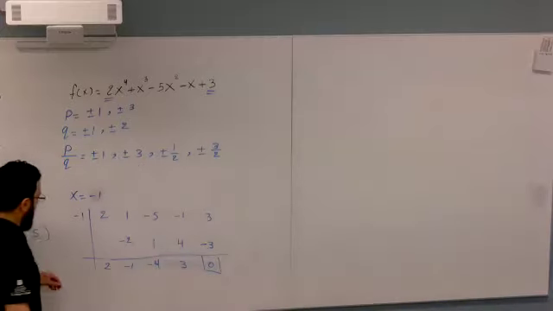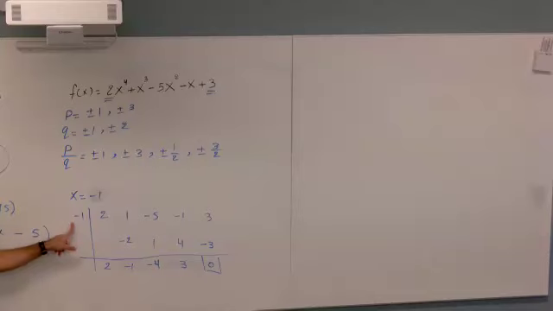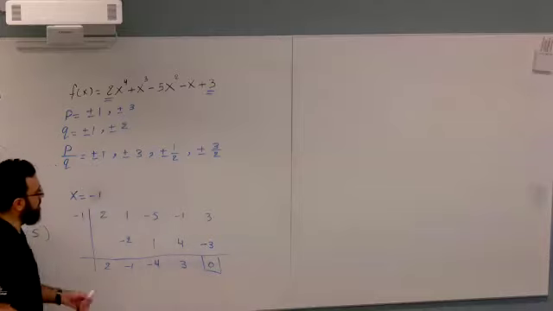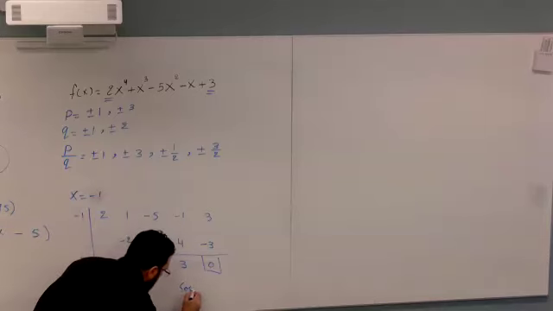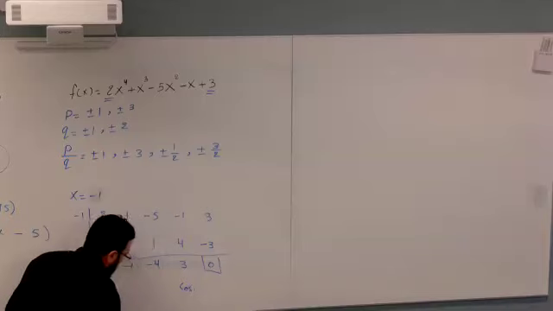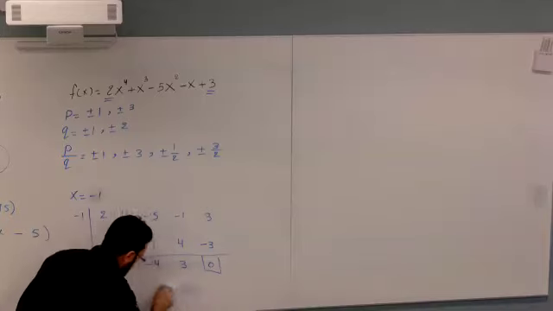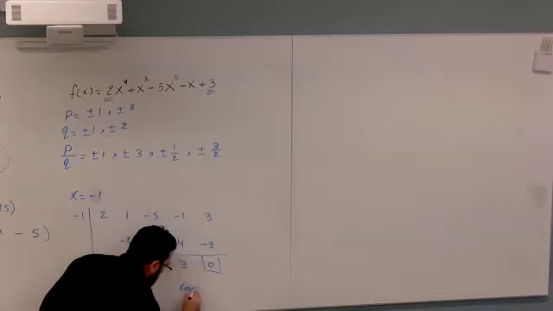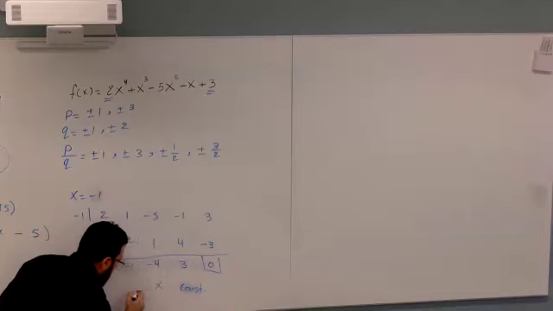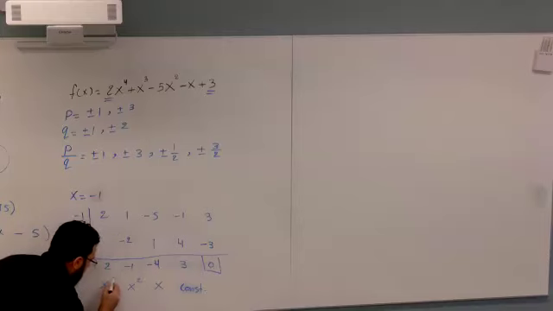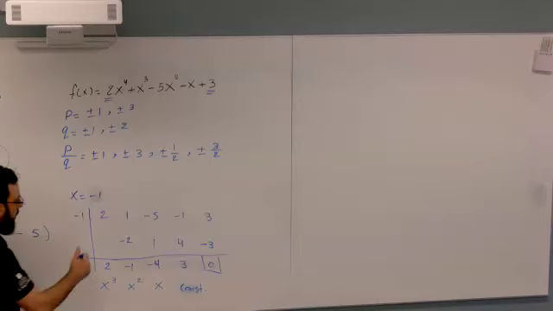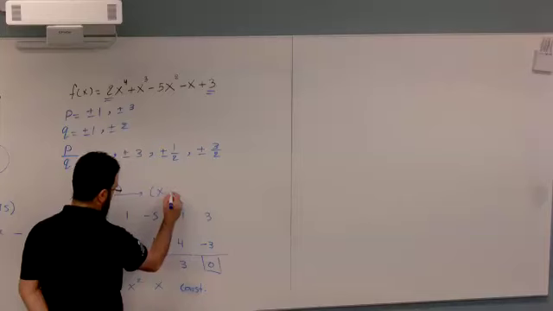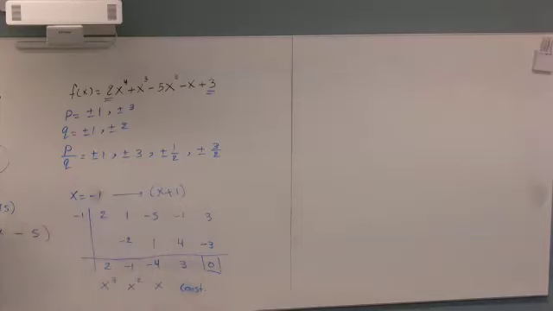So it means x equals -1 as well, because the remainder is 0. Let's keep this one. This is the constant. This is x, this is x squared, and this is x. And we have one factor, which is x plus 1. Is that okay?